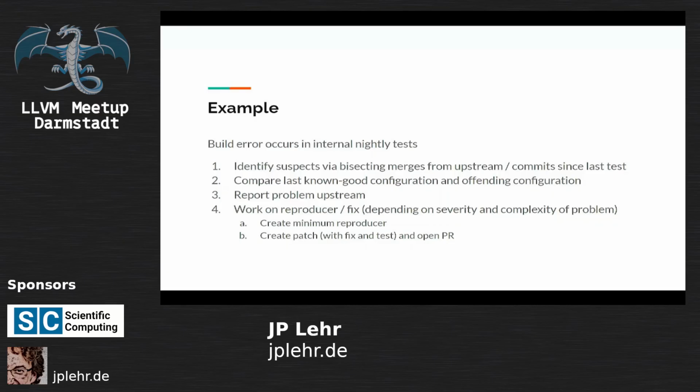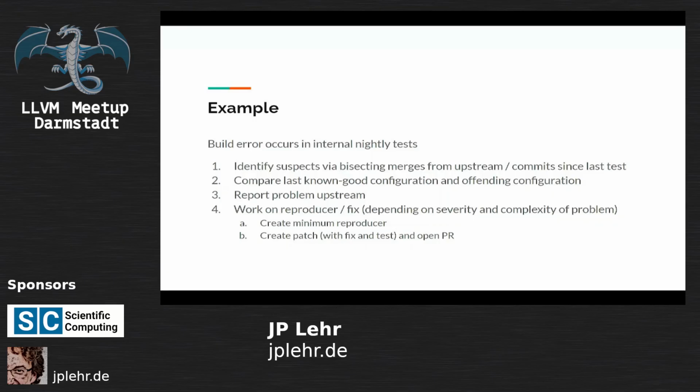But typically, it's not like everything is a suspect, but only specific ones. Then you compare the last known good configuration with the offending configurations. This is probably specific to the fact that we have these merge points. And typically, we just start with these merge points to see which merge broke our build, basically.